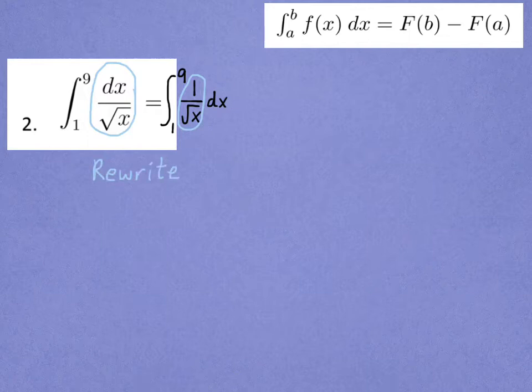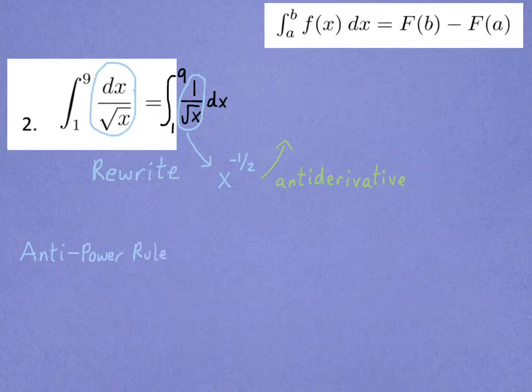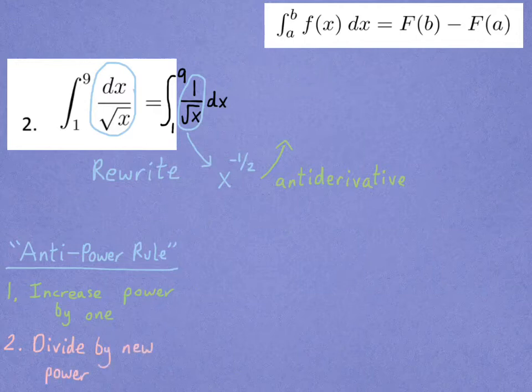Oh, we rewrote them. If I rewrite that in terms of an exponent, then that'll be much easier to work with. So what exponent would that be? Well, we have a square root, so that would be x to the 1/2. And it's in the denominator, so I need to make that a negative 1/2. Then I still need to do the antiderivative, and this is still a power function. So we'll apply the so-called anti-power rule, increasing the power by 1 and then dividing by the new power.